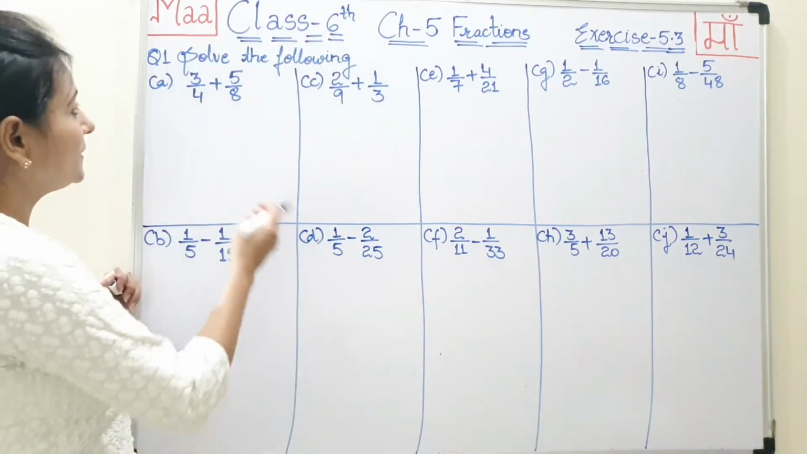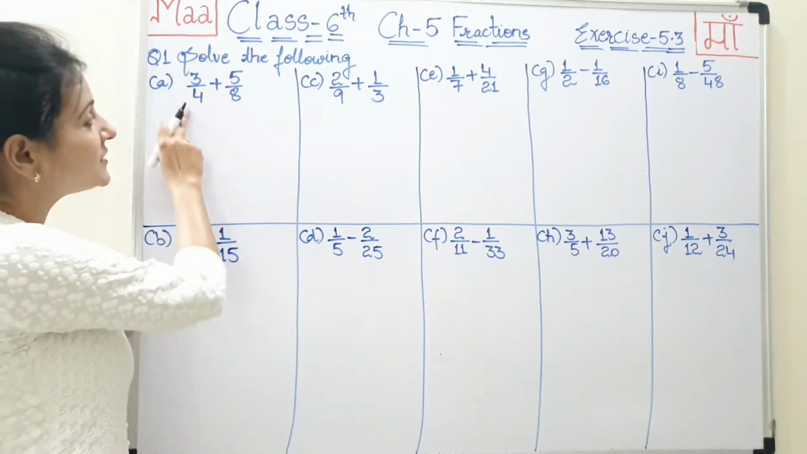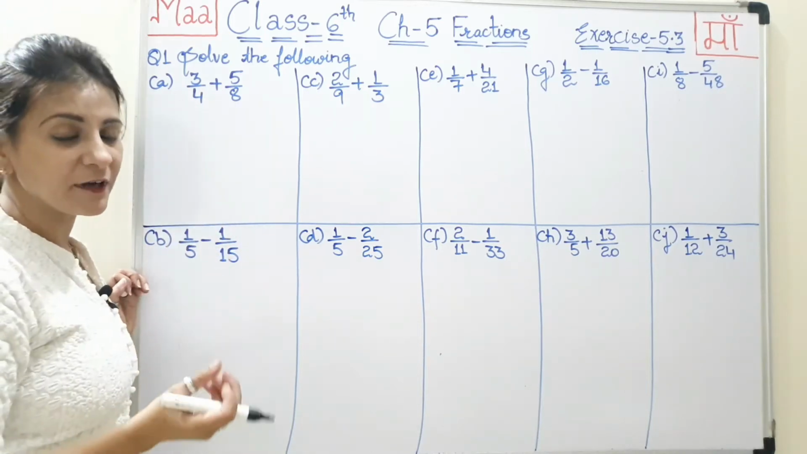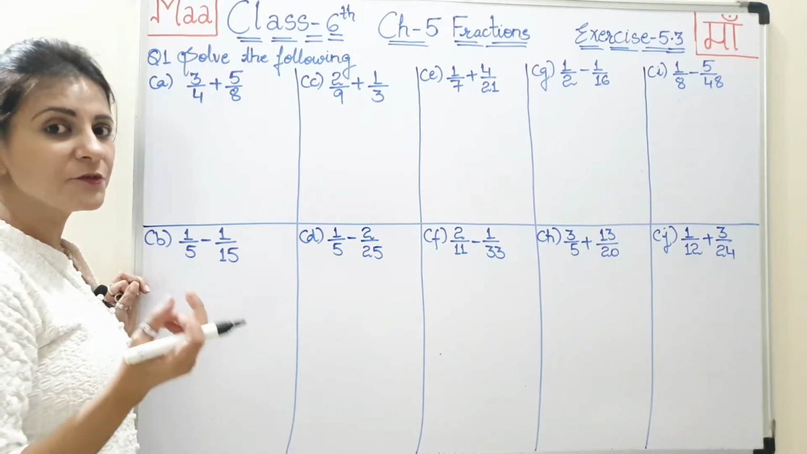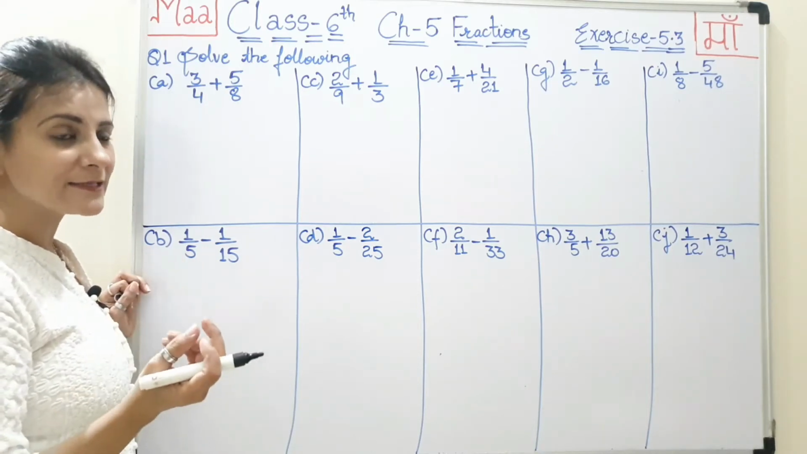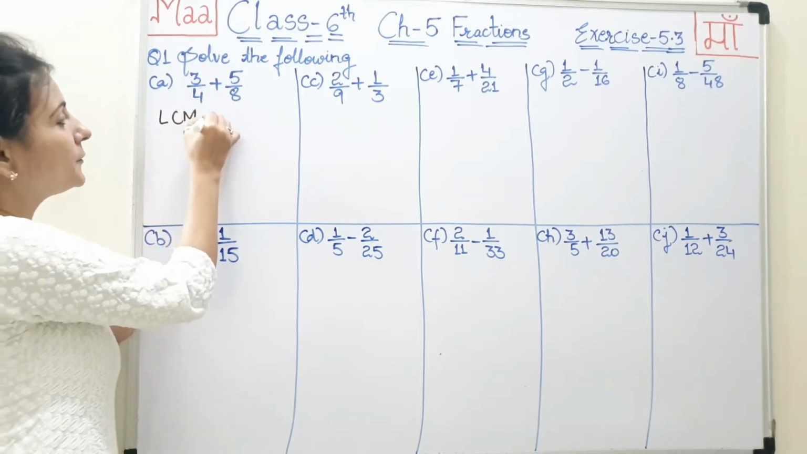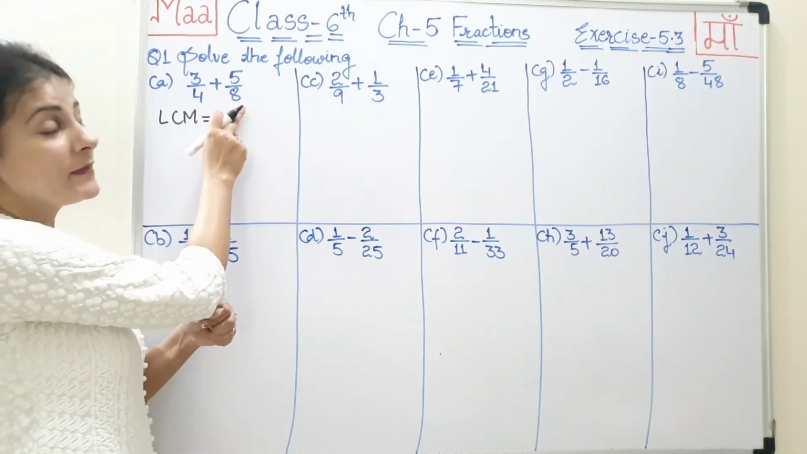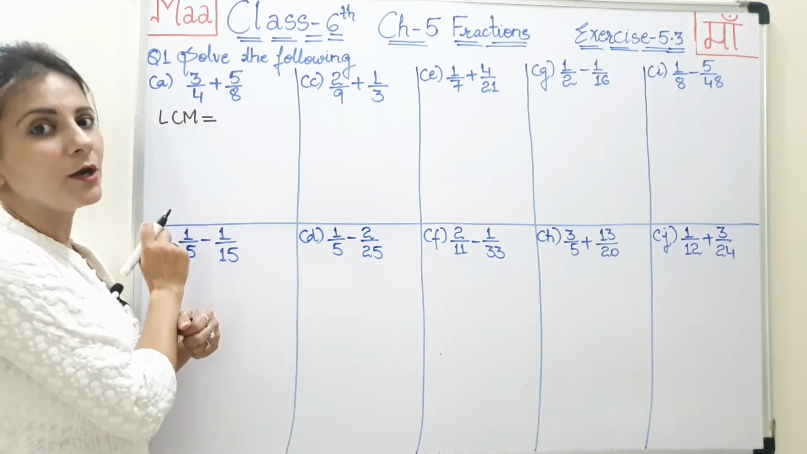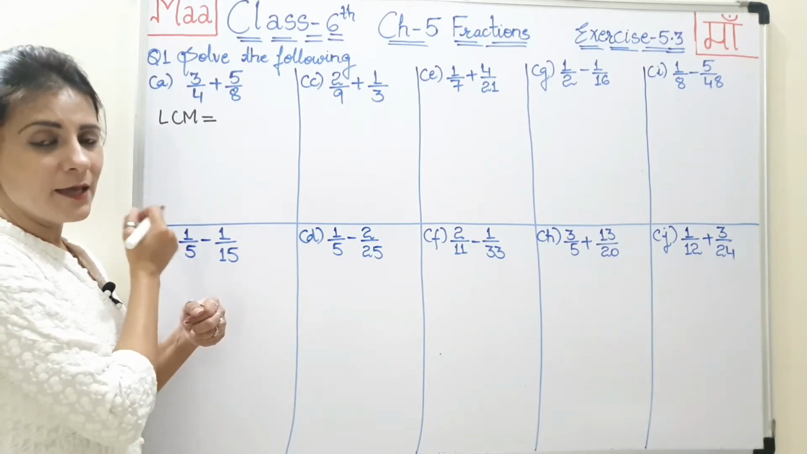Here you see in A part it is 3/4 plus 5/8. You can see students that the denominators are different. I told you the first step will be to make the denominator same. To make the denominator the same, we will take the LCM of the denominators. But students, here I am telling you the shortcut to take the LCM. If the greater denominator is a multiple of the smaller denominator, then the greater denominator will only be the LCM.